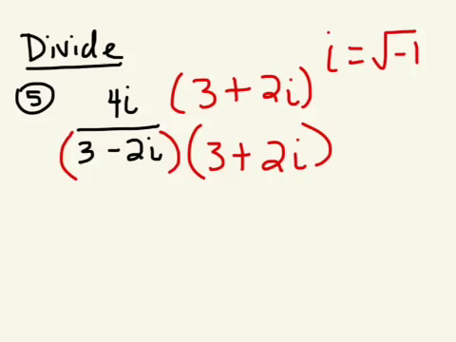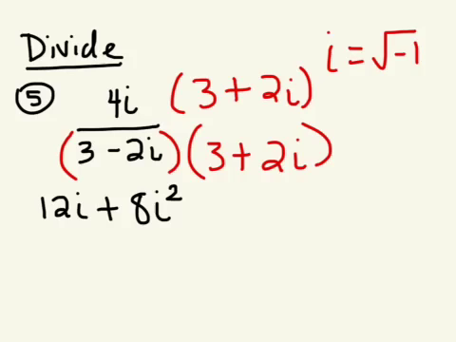Let's see what happens. I'm going to distribute my 4i through to the 3 plus 2i, and I end up with 12i plus 8i squared. Remember what happens to the i squared. We'll replace it with negative 1 in the next step.